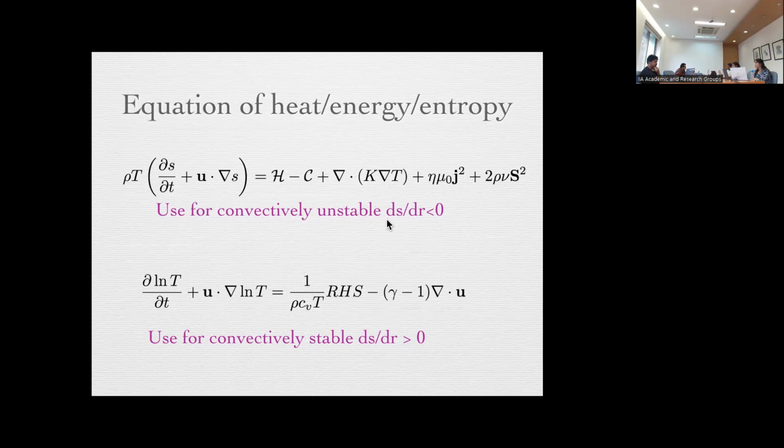So there, you know that for convection, to satisfy the Schwarzschild criterion, you need to have ds by dr less than 0. Right? So it is natural to use this entropy variable for your setup. You can immediately tell by plotting the spatial dependence whether your setup is convectively unstable or not.